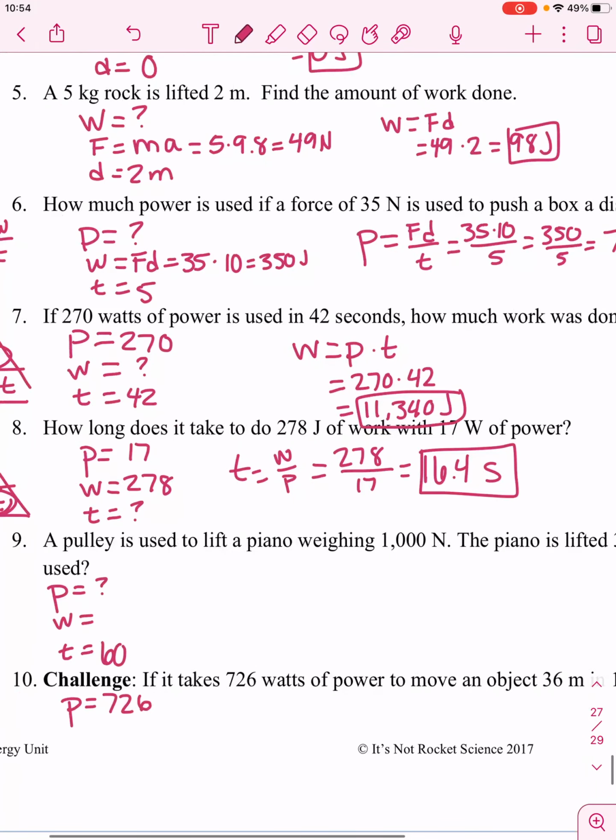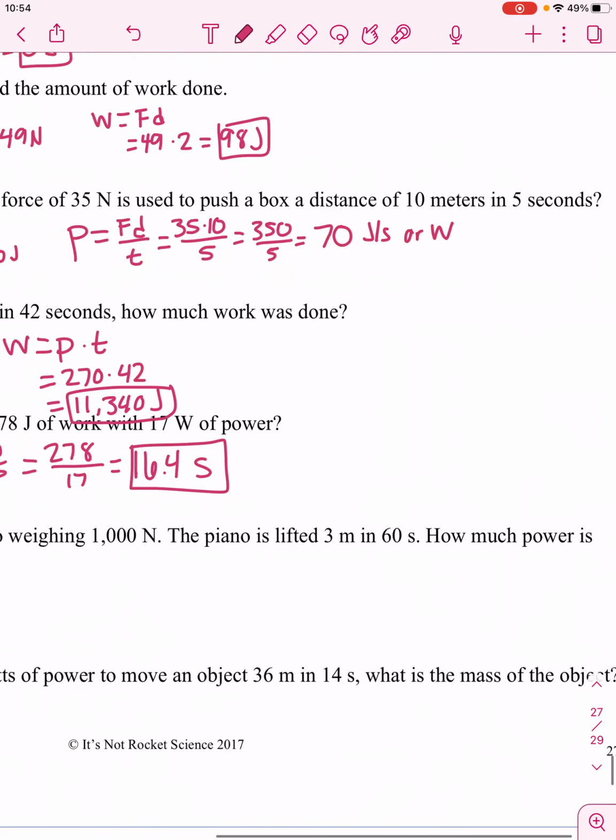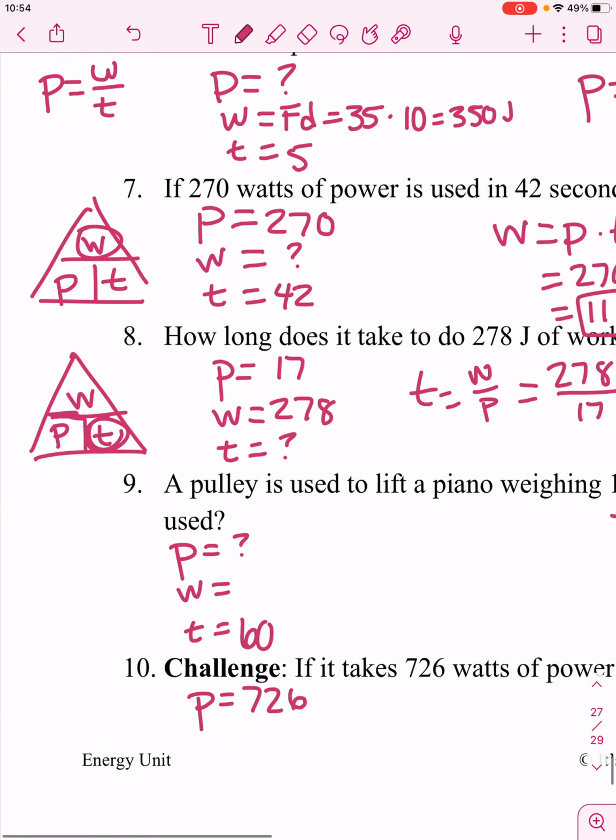But I don't have work in here. I don't have anything that says joules, but I have a force right here, and I have a distance right here. So that is another word for work, right? Or that's another way that I can solve for work. So remember, I just use that equation up here. So I have P equals F times D over T. Instead of work, I'm just substituting F times D.